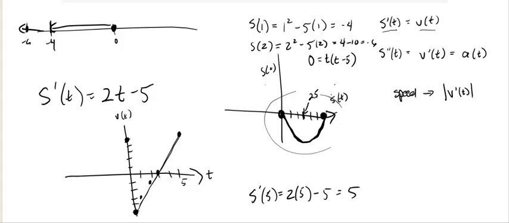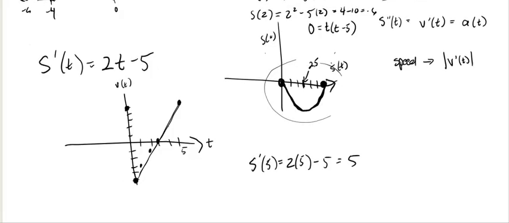So the question is, when the velocity is positive, it's moving to the right. Before we answer the questions, the velocity is negative. S prime of t is the velocity, which is 2t minus 5. If I set this to 0, think about this for a second. What happens when I solve this? I'll add 5 to both sides, then divide by 2: t equals 5 halves, which we already saw in the graph.